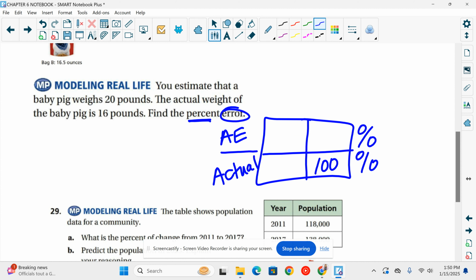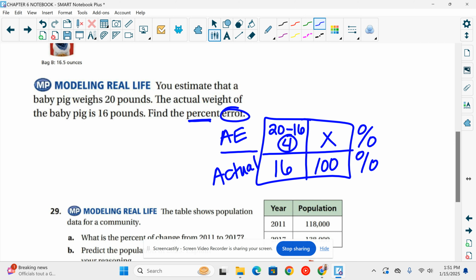Okay? So when we look back in our problem, do we know how much the pig actually weighs? Yes. Which was what? 16 pounds. Our amount of error is what's the difference between the actual and the guess. So you guessed 20. The actual was 16. The difference between the two was 4.